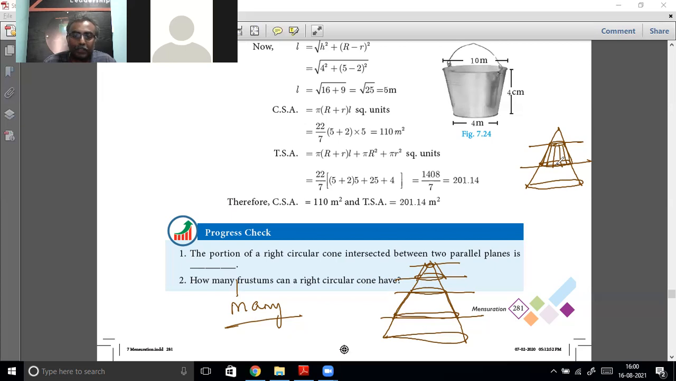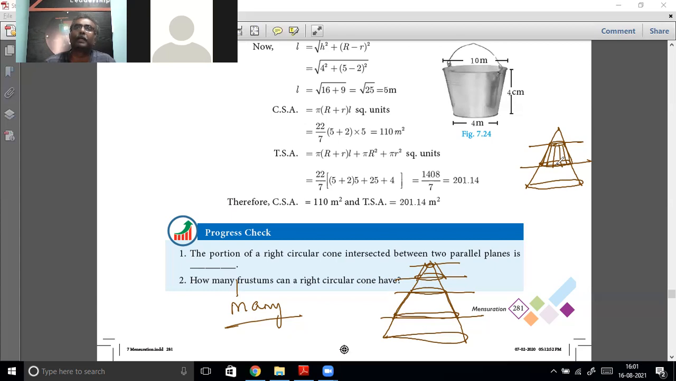You have to improve. As soon as this is over, today evening you sit and revise all that you have done in mensuration so far. Memorize all the formulas. Pi r l, pi into big R plus small r into L for a frustum. Pi into big R plus small r into L plus pi big R squared plus pi small r squared is the total surface area of a frustum. Pi r l is for the cone. Pi r l plus pi r squared is the total surface area of a cone.